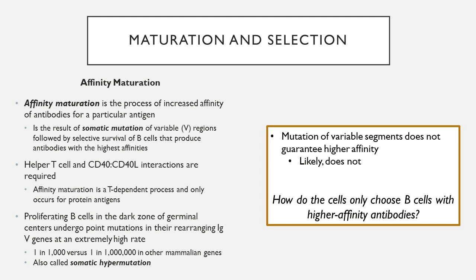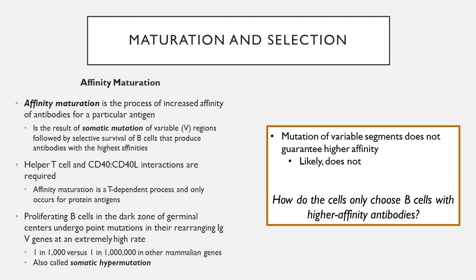To give you an example, point mutations in just normal mammalian genes usually occur at a rate of around 1 in 1 million gene base pairs per cell division. Except here, it's occurring at a rate of about 1 in 1,000. So that's 1,000 times higher a spontaneous rate of mutation than other mammalian genes. And for that reason, it's sometimes also called somatic hypermutation, just to augment the mutation aspect of this.